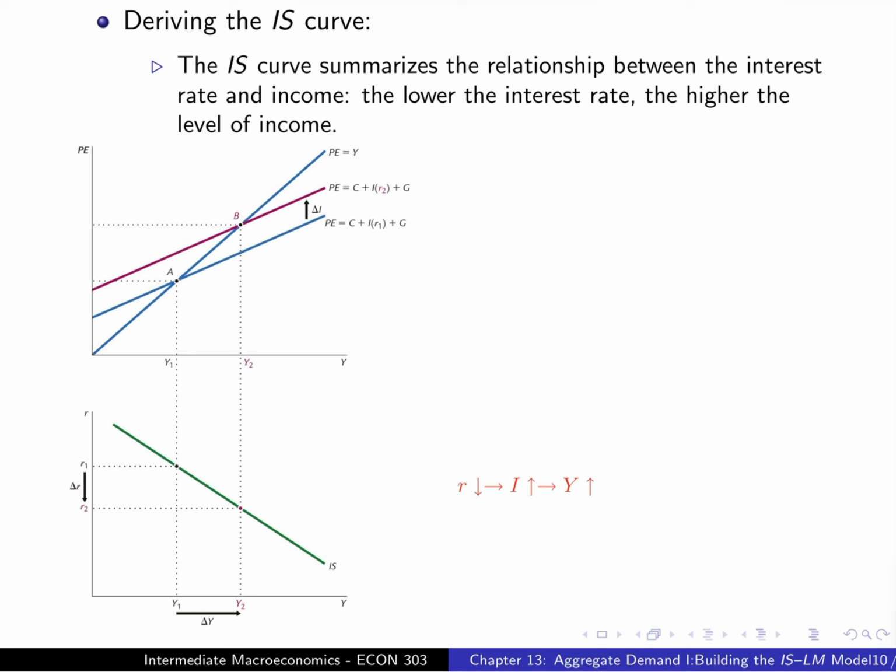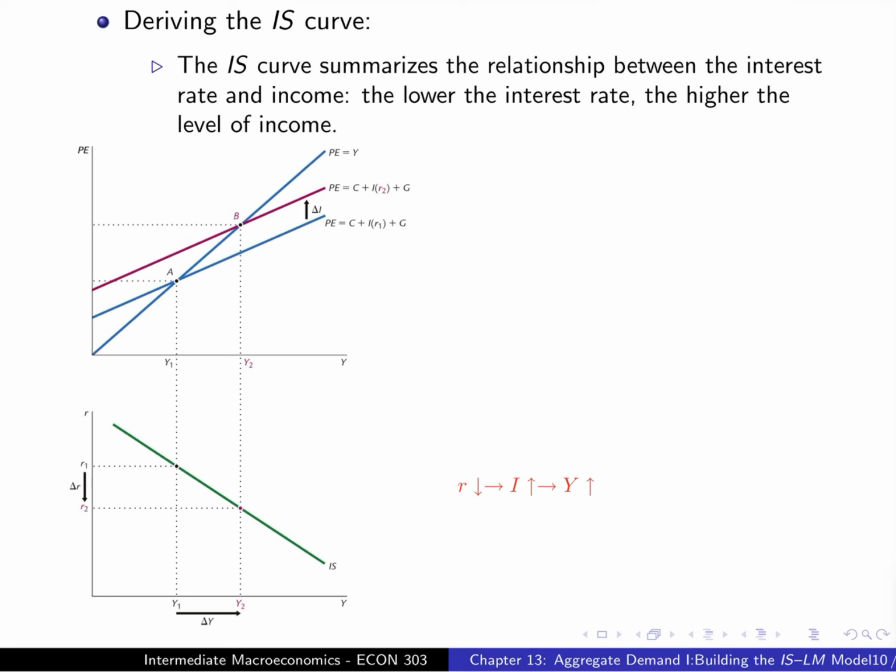In the top graph, we start at point A, where the interest rate is R1, investment is I(R1), and equilibrium output is Y1. When the interest rate falls to R2, investment increases to I(R2), shifting the planned expenditure line upward. This raises equilibrium output from Y1 to Y2. This is shown as a movement from point A to point B.